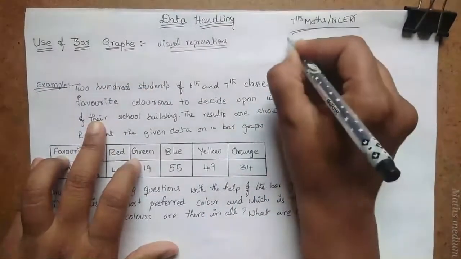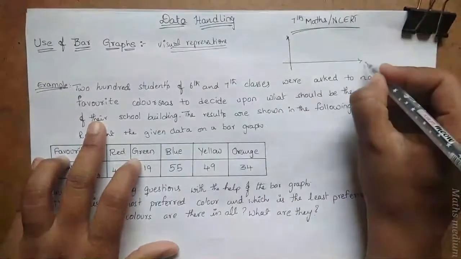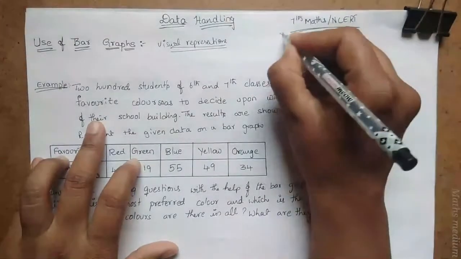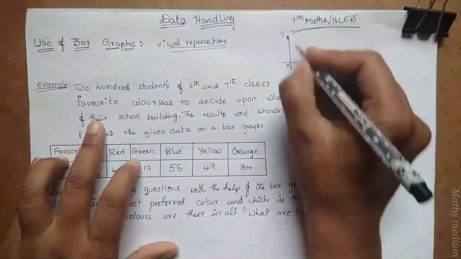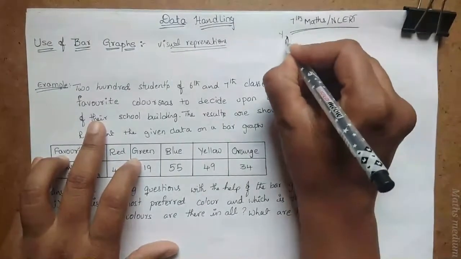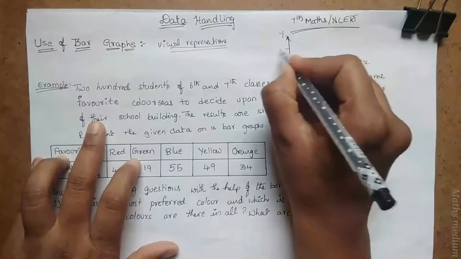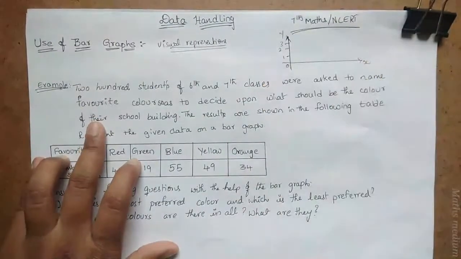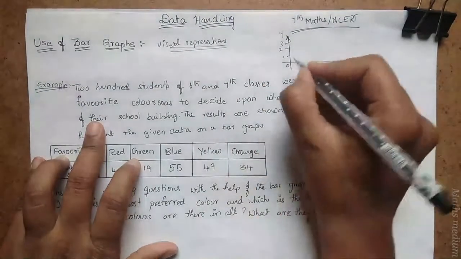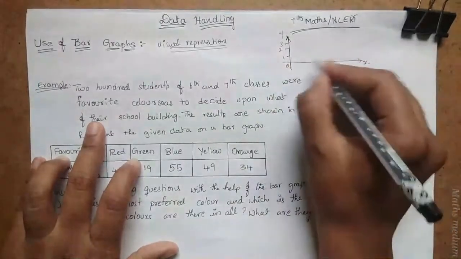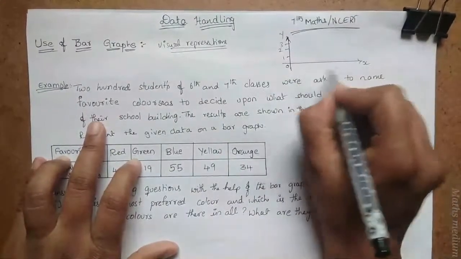Say one axis here and another axis here. I am telling with the example x-axis and y-axis. Here is the 0. We can take the scale on the y-axis. So let's take here 1, 2, 3 like this, with equally divided units.